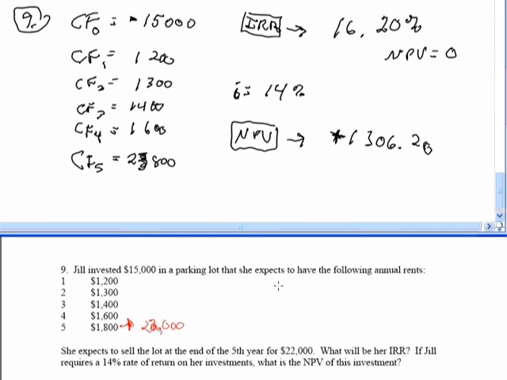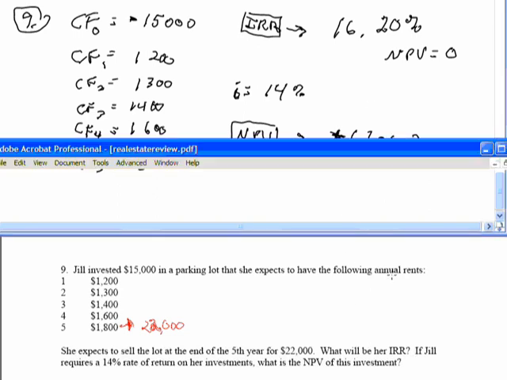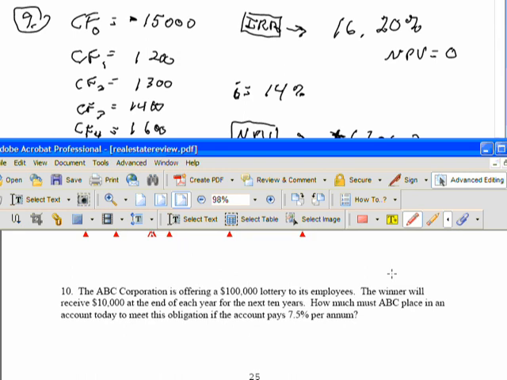Okay, the last question. And it's not too bad of a question to end on. Thank goodness. The ABC Corporation is offering a $100,000 lottery to its employees. The winner will receive $10,000 at the end of each year for the next 10 years. How much must ABC place in an account today to meet its obligation if the account pays 7.5% per annum?